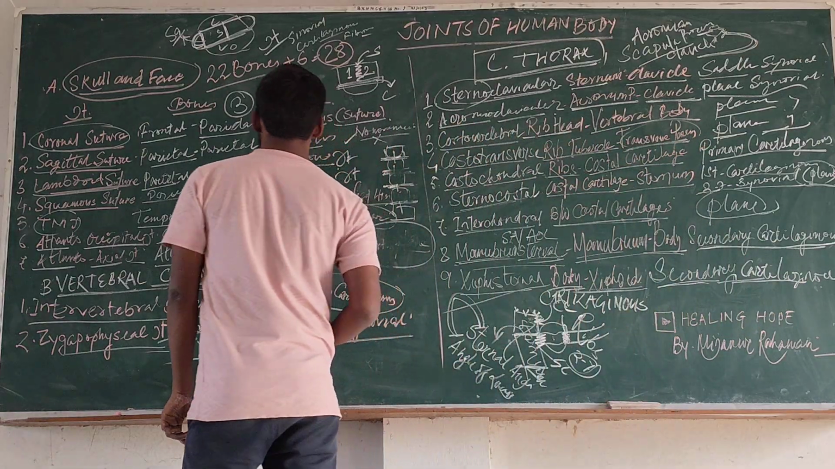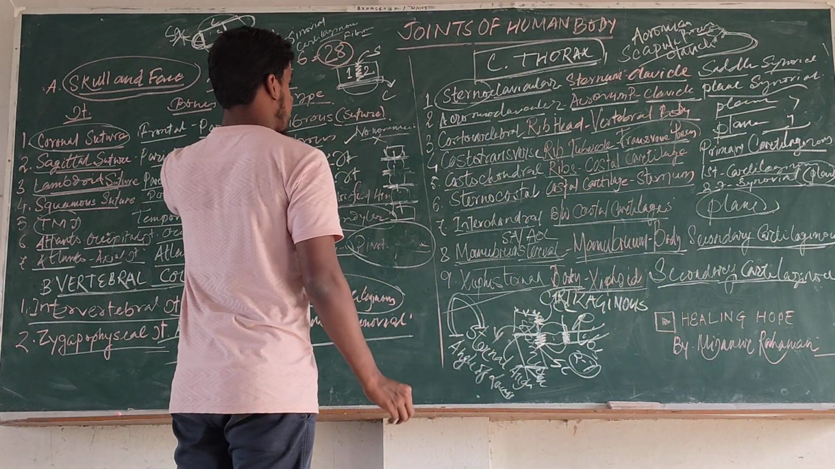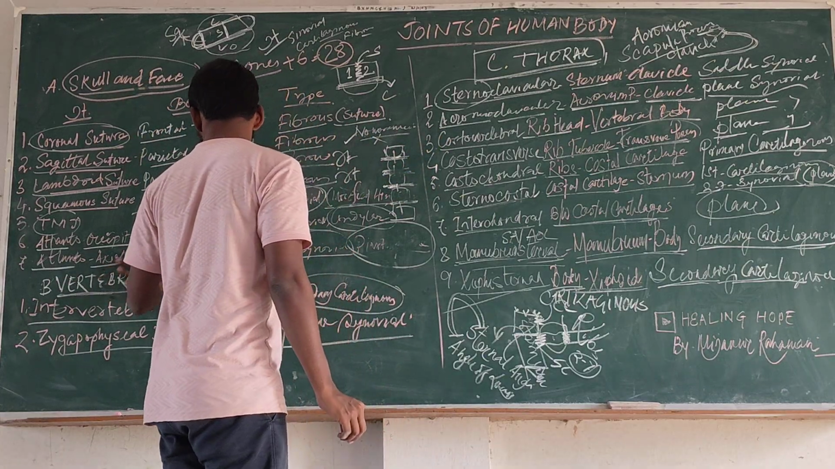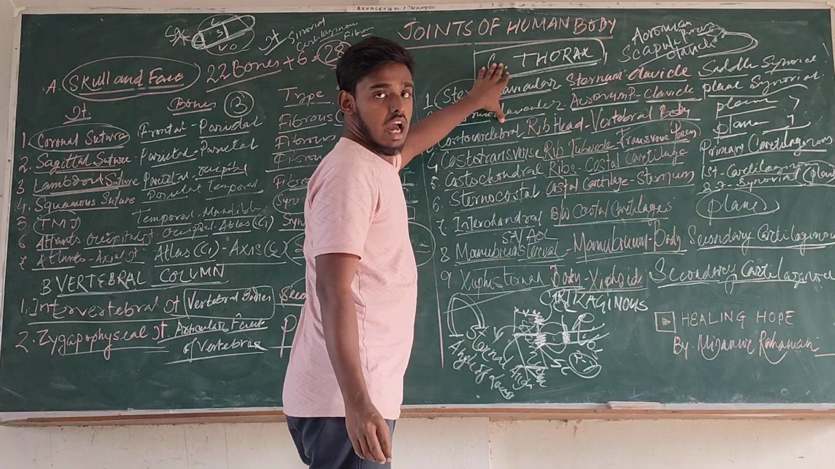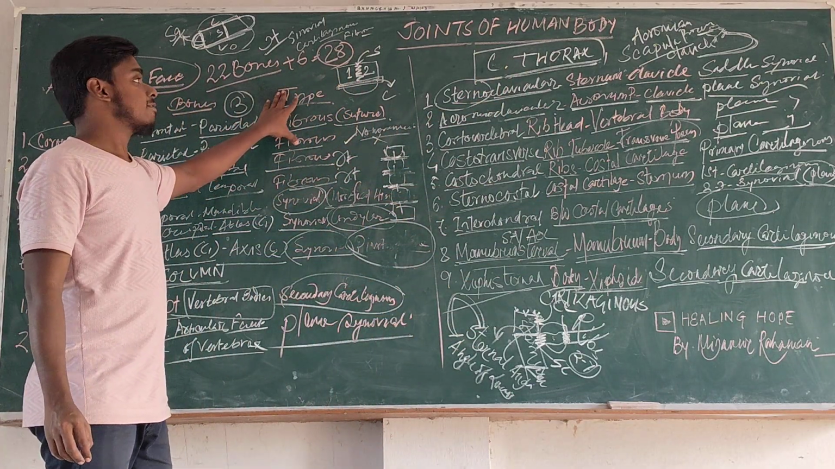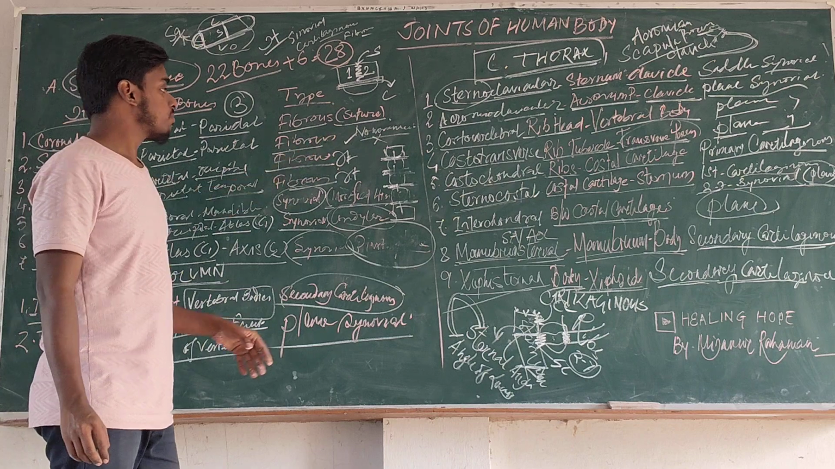So this is our today's video. We have discussed the three major parts of the joints: the skull and face, the vertebral column, and the thorax. And in the next video we will try to cover the upper extremity and lower extremity. Then we will cover the whole system.